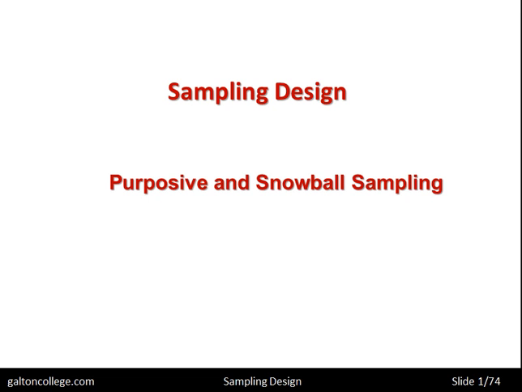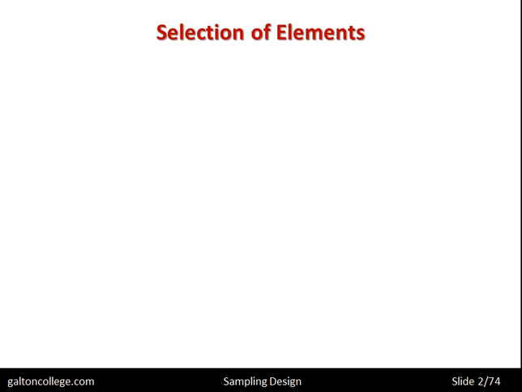In this class we're going to look at purposive and snowball sampling and have some wider comments on sampling in general. So to start, we'll look at the elements of selection. First of all, we're talking about sampling, and we're trying to derive a sample from the population.